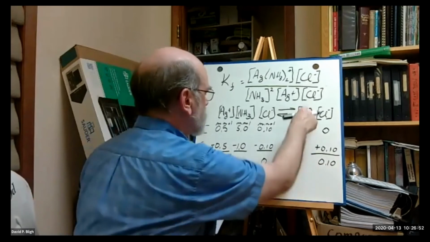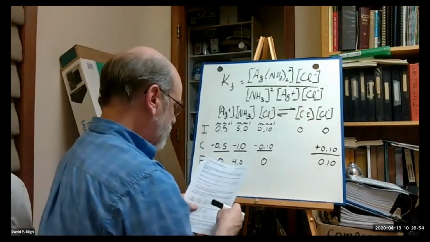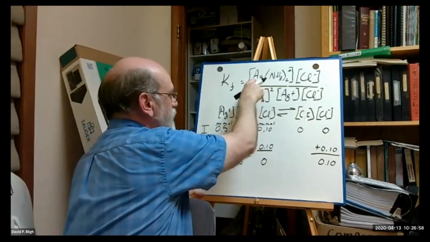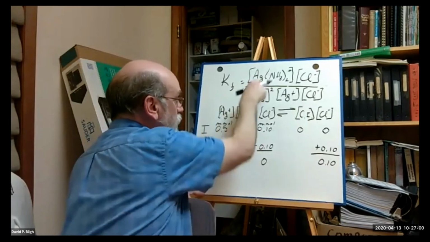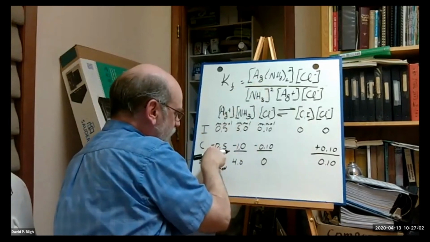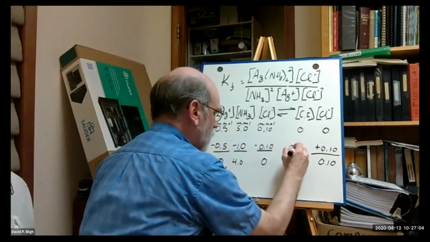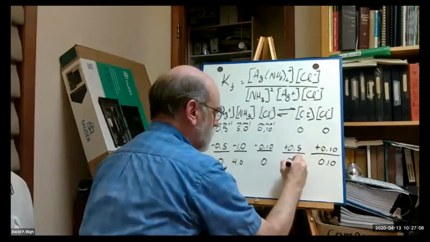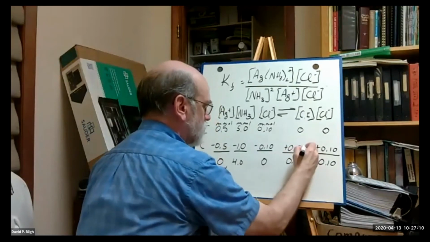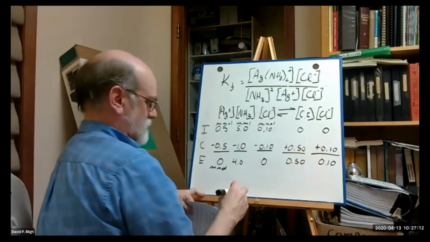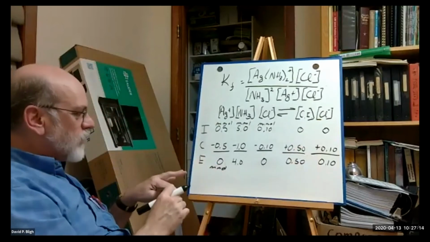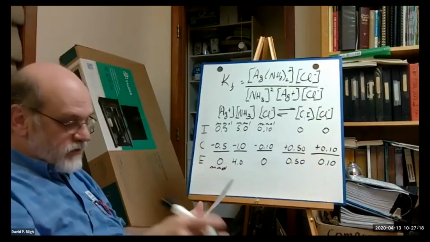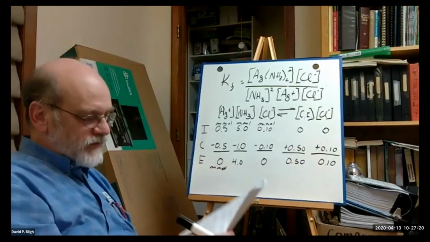Oh, how much of the complex ion do we have? Well, for every one of those, you get one of these. So it's the same as that, 0.5. Okay, so now we have our equilibrium in terms of millimoles. Now we have to calculate concentration. Right? So that's where it gets interesting.